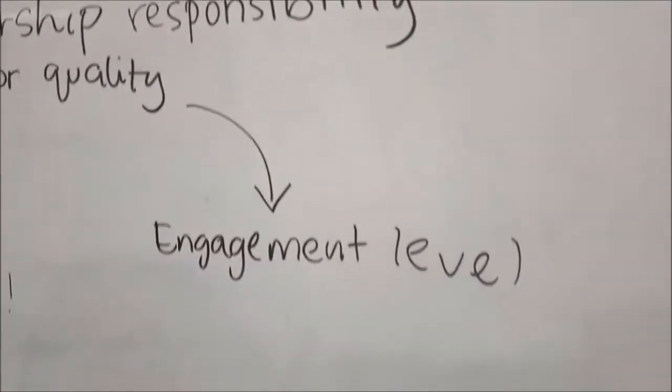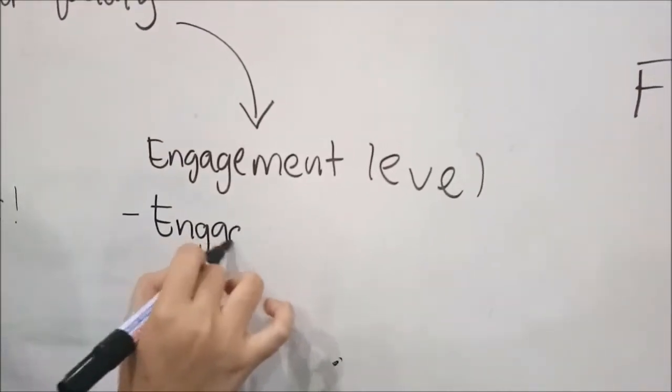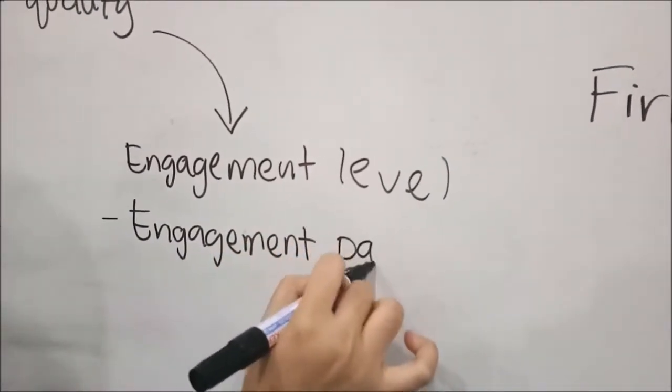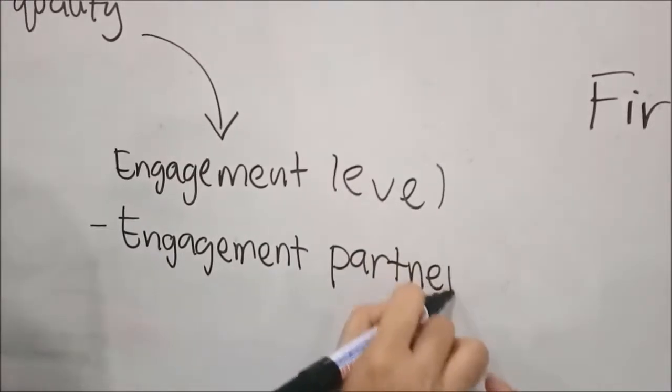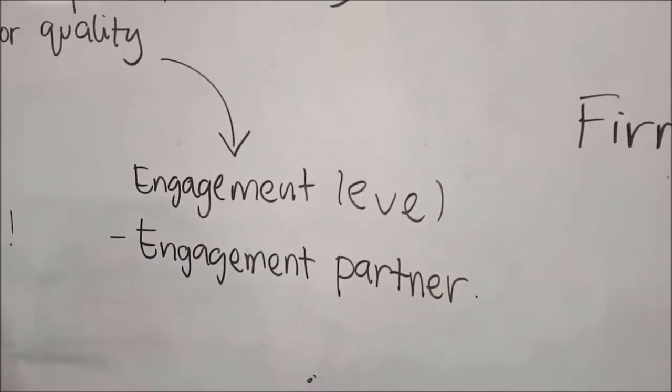Under the engagement level, it is designed for the engagement partner of every engagement to take overall responsibility for the quality of the audit assigned. The partner should be a role model for other team members and should always promote an internal culture that stresses the importance of audit quality.